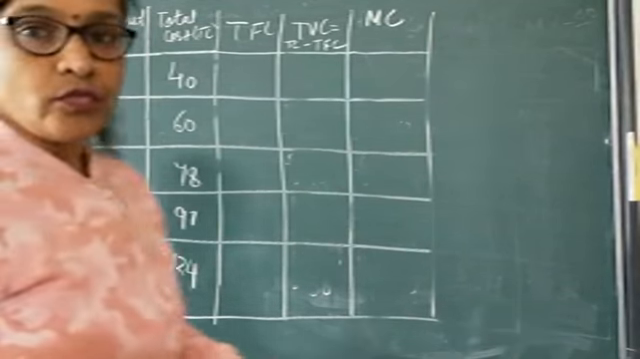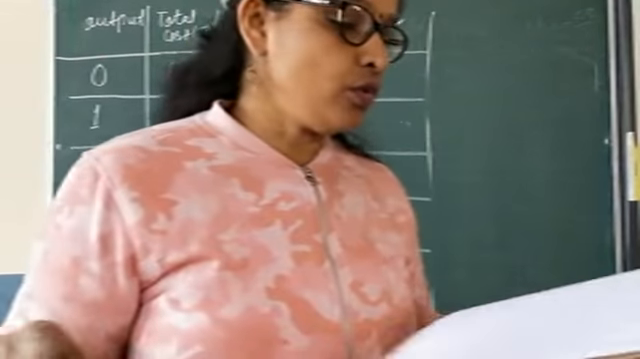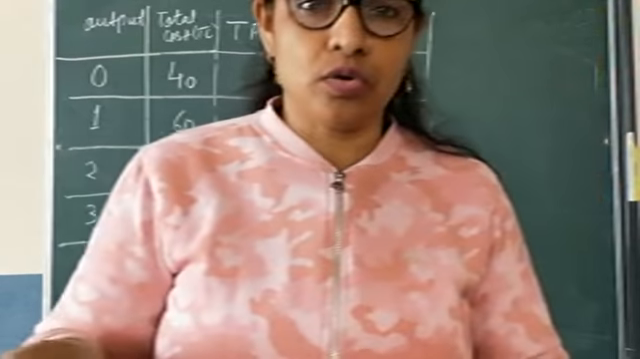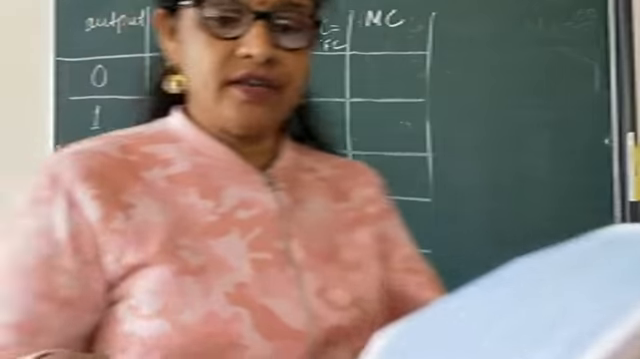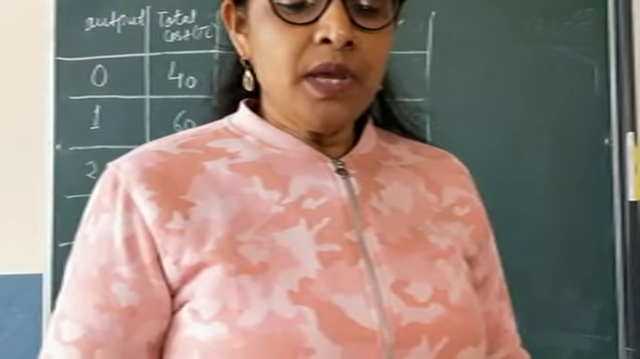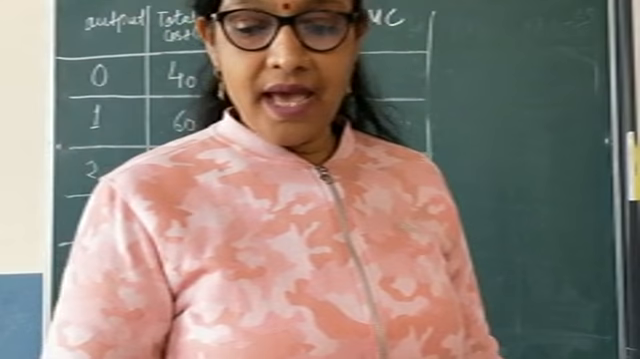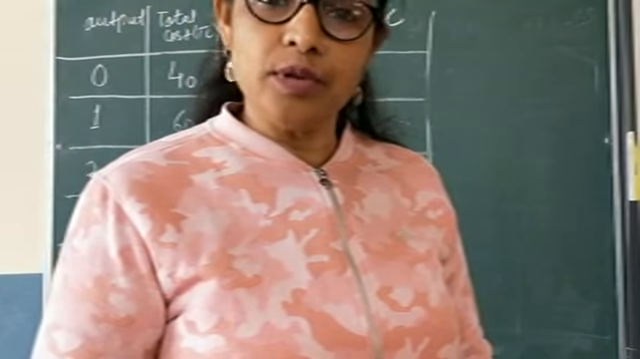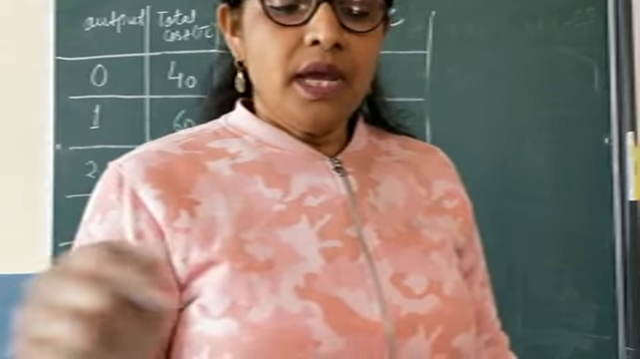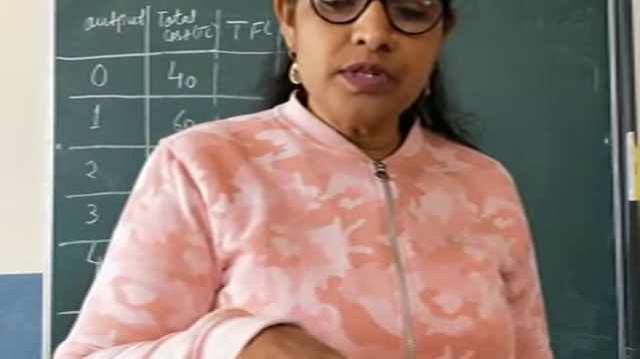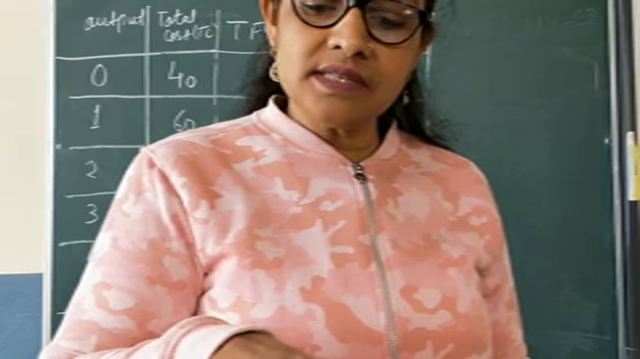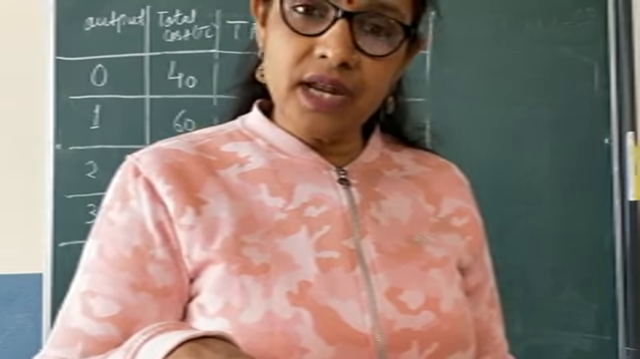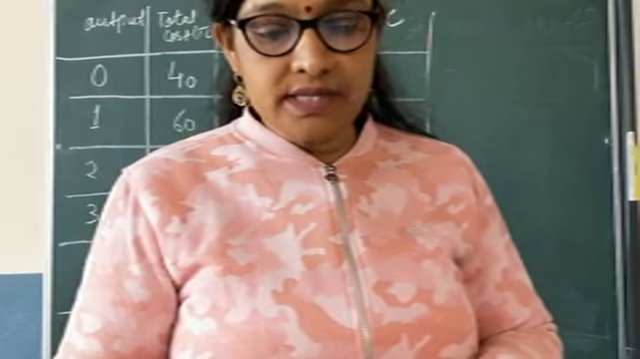Now, I'll solve question number 2, which is given in your book, on page number 165. See question number 2. What is given? Calculate TVC and MC at each given level of output, and the table is given. In the table, output is given 0, 1, 2, 3, 4, and total cost is given 40, 60, 78, 97, 124. Is it clear to all of you?